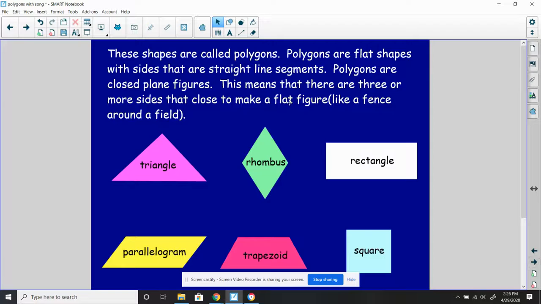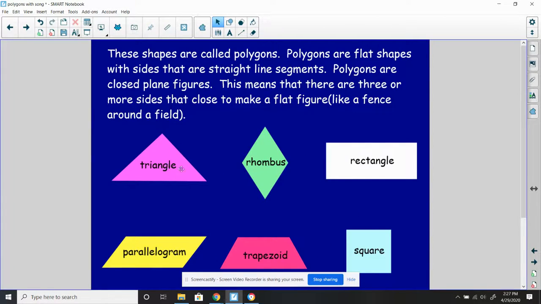So these are shapes and they're called polygons. Polygons are flat shapes with sides that are straight line segments. Polygons are closed plane figures. Now this plane, P-L-A-N-E, means it's flat, not like the plane that flies in the sky. This means that there are three or more sides that close to make a flat figure, like a fence around the field. So these are shapes that you're probably familiar with.